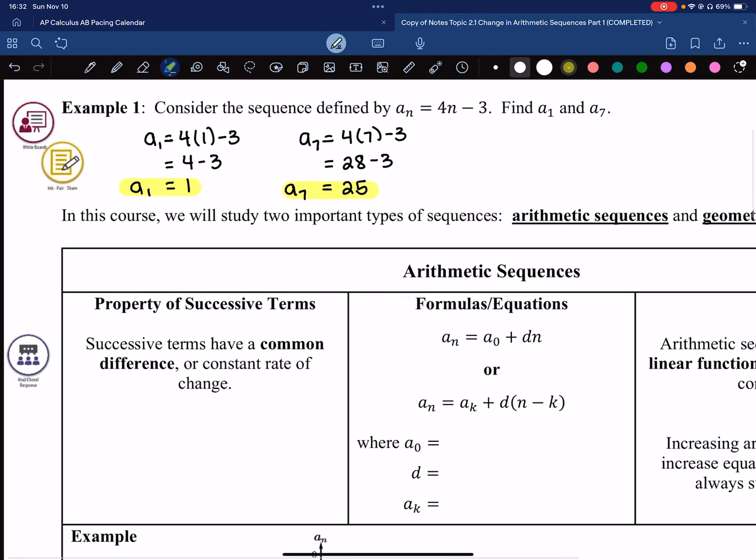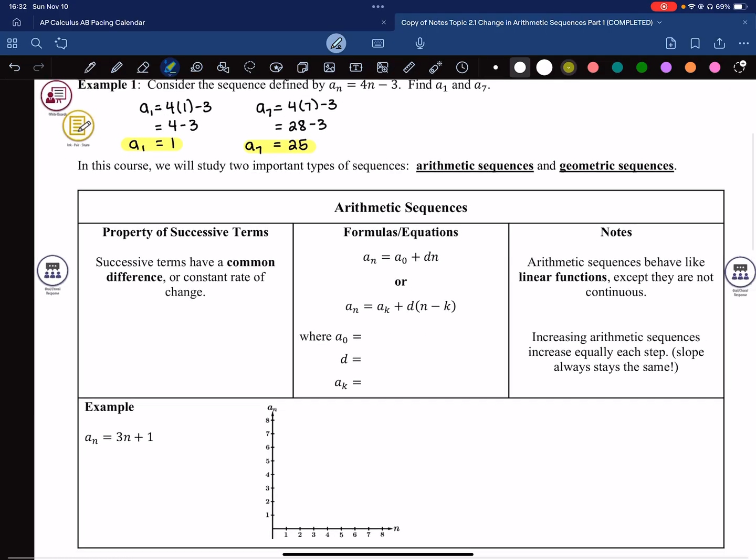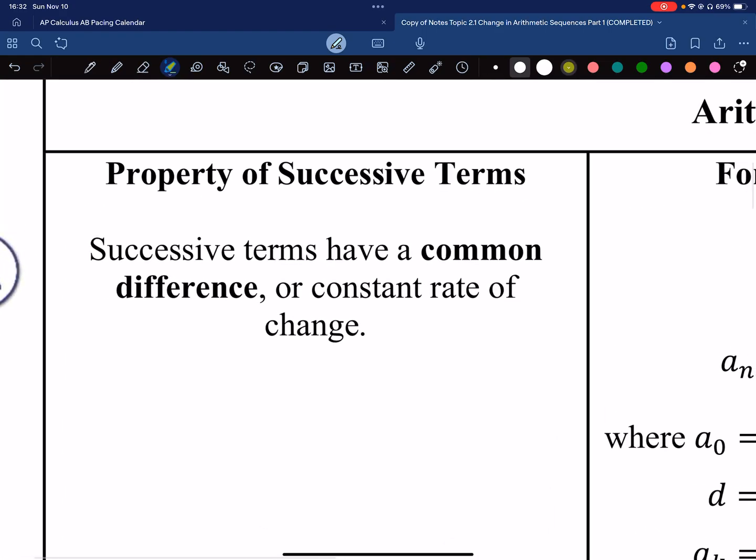Okay. So in this course, we're going to talk about two different sequences, arithmetic and geometric. In this video, we're going to focus on arithmetic, and in part two, we'll focus on geometric. So, property of successive terms. Successive terms mean one right after another. So first term to second term to third term. You're not jumping from the first to the fourth and then to the ninth. It's first to the second to the third, fourth, so on and so forth.